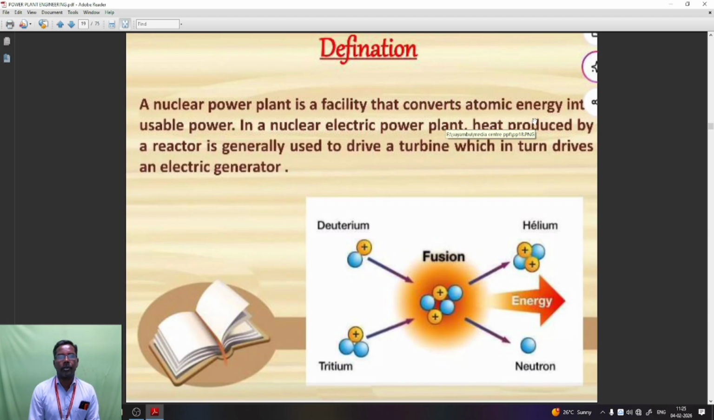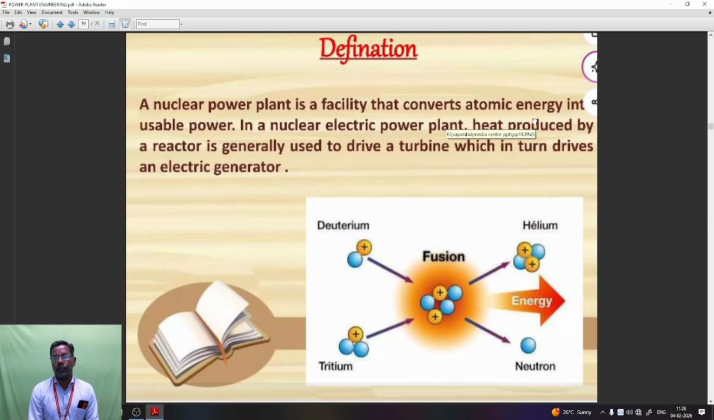Then I am going to explain about nuclear power plant. Definition of nuclear power plant: a nuclear power plant is a facility that converts atomic energy into usable power. In a nuclear electric power plant, heat produced by a reactor is generally used to drive a turbine, which in turn drives an electric generator.